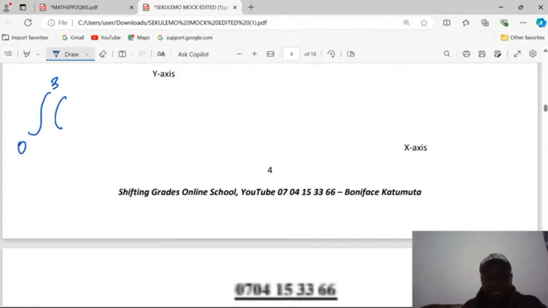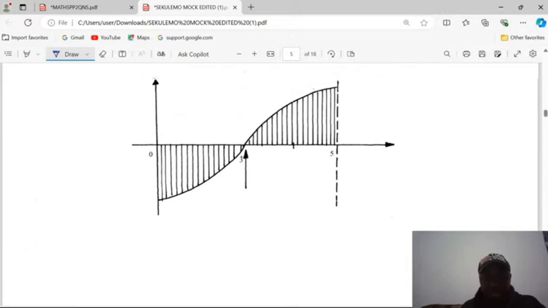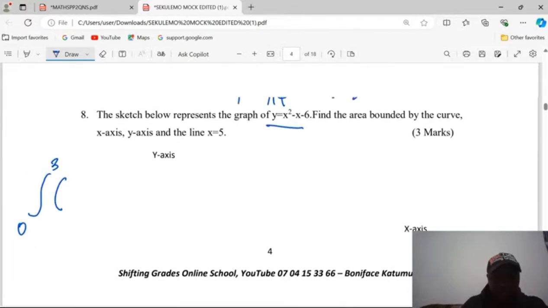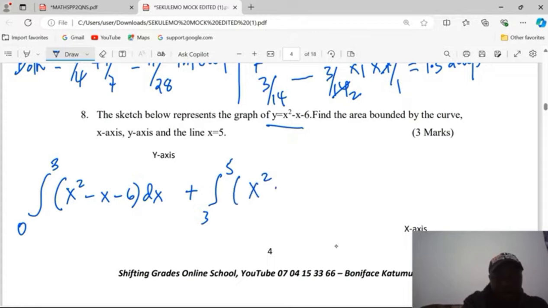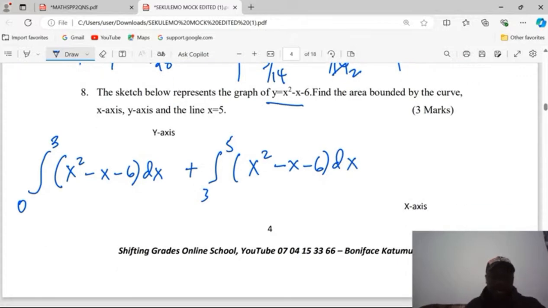The area is divided into two. We have from 0 to 3, then from 3 to 5. So 0 to 3, the curve x squared minus x minus 6 with respect to x, of course. Then after this, we shall add the area from 3 to 5, the same function with respect to x. Let's continue now.